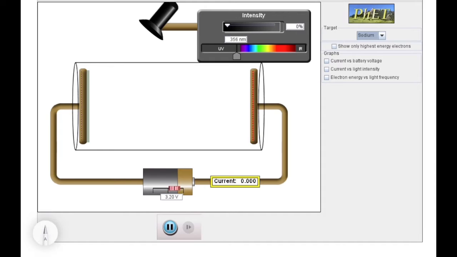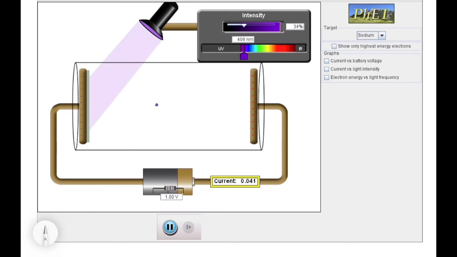Also, we have the voltage and also current. And then we can look at what happens to the graphs of current versus battery voltage, current versus light intensity, and electron energy versus light frequency. Okay, so let's say we set the wavelength, for example, at 408 nanometers. Okay, and then what will happen if we increase the intensity?